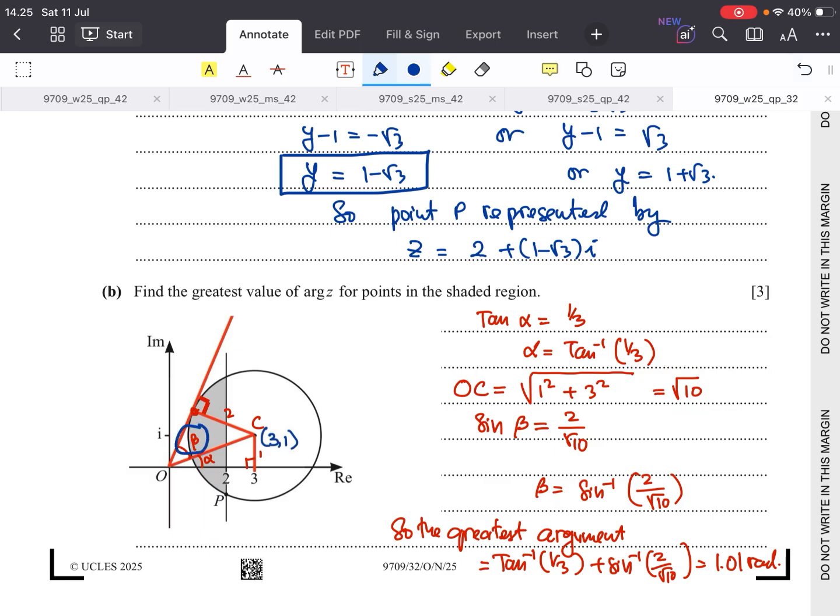And then for angle beta, we use this right angle triangle. We know the opposite side and the hypotenuse. So sine beta is 2 over square root of 10. Beta is sine inverse 2 over square root of 10. So the greatest argument is angle alpha plus angle beta, so tan inverse 1/3 plus sine inverse 2 over square root of 10. Using calculator, we get the answer 1.01 radian.